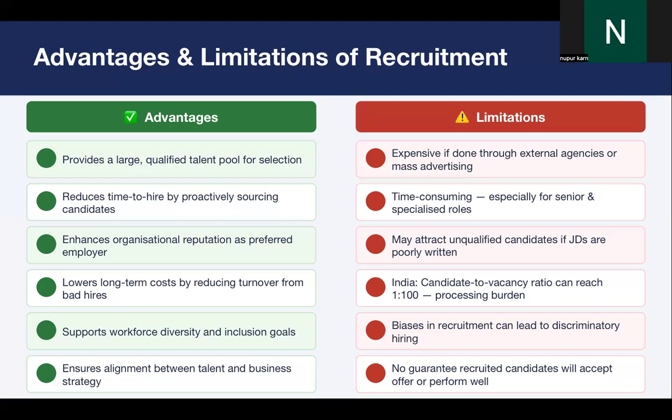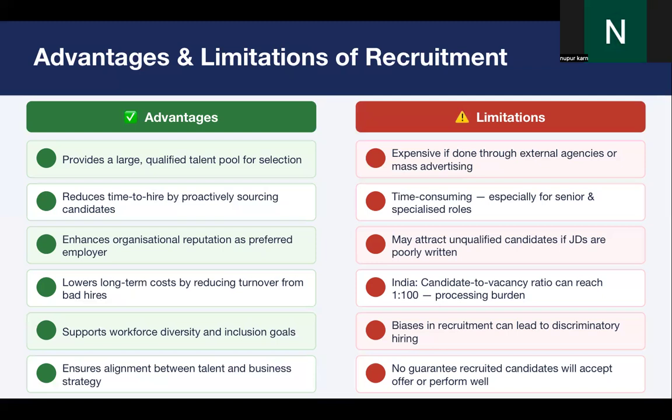Ensures alignment between talent and business strategy. As I already told you, recruitment is not just a process, it's a strategic process, it's a long-term goal. So it will align the talent and the business strategy. It ensures that there is alignment between talent and the people who are selected and hired. They are also taking in mind that you have to achieve certain goals that are linked to the organization. So it ensures the alignment between talent and business strategy.